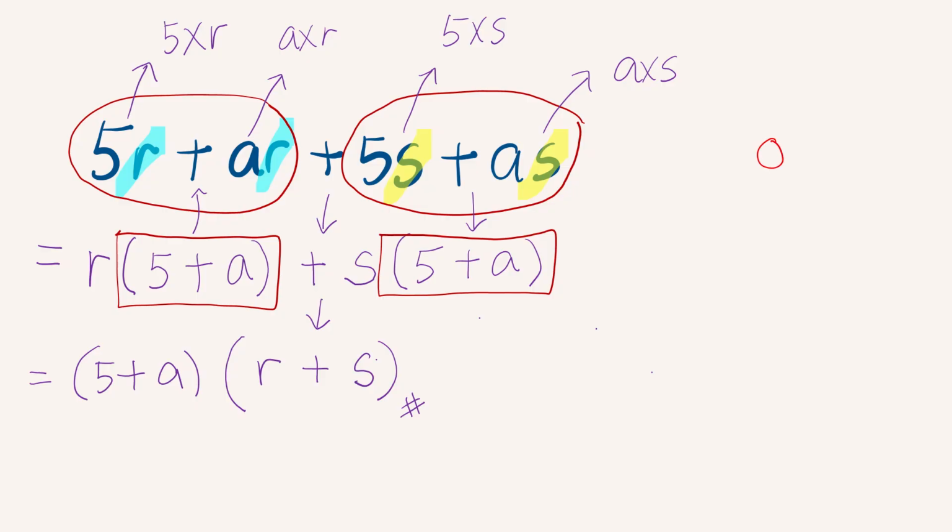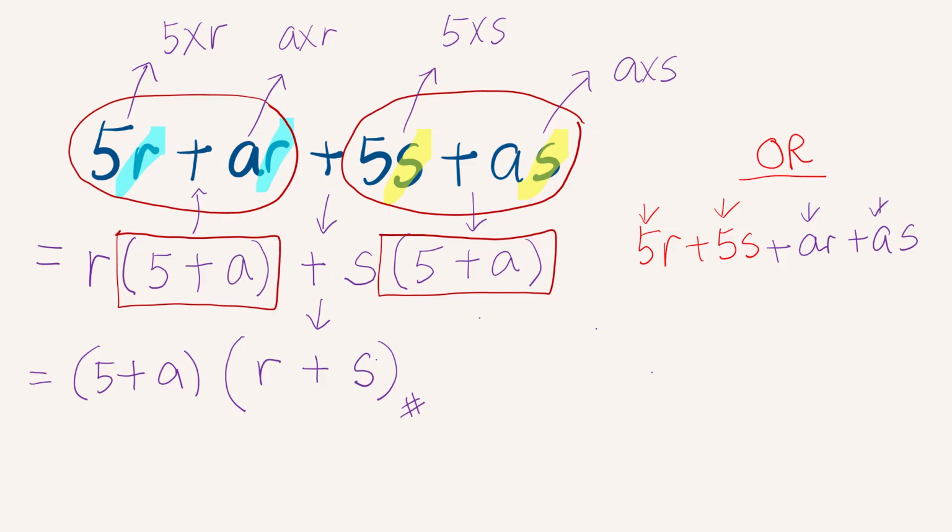Okay, let's try to explore. Supposing you do not want to group 5R plus AR. You want to group 5R with 5S. Why? Because both of them have a common factor 5, right? And you would like to group AR with AS. Why? Because both of them have the common factor A. Let's see if we can still get the same answer.